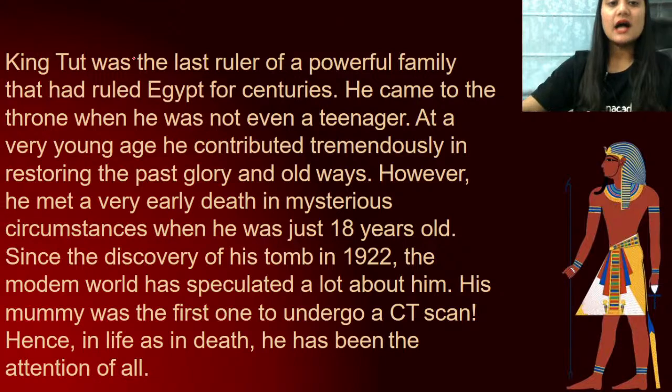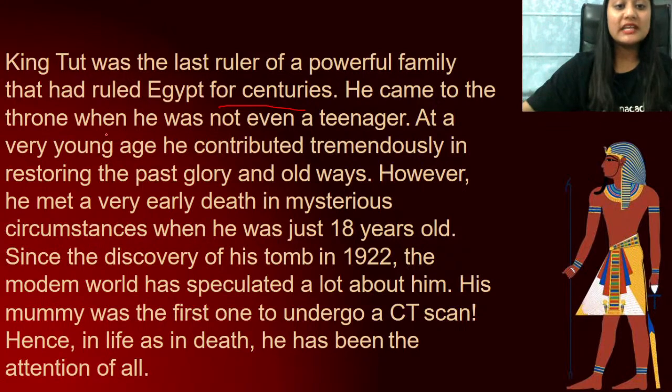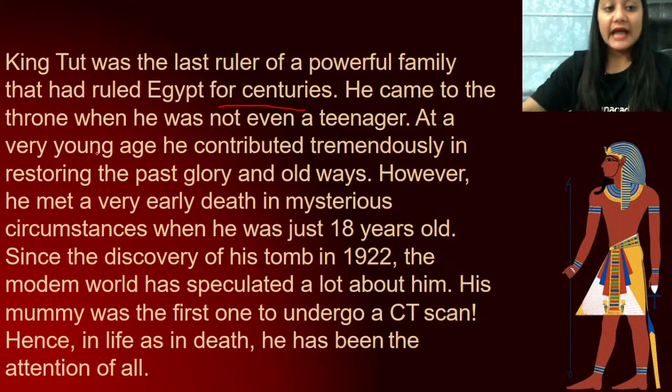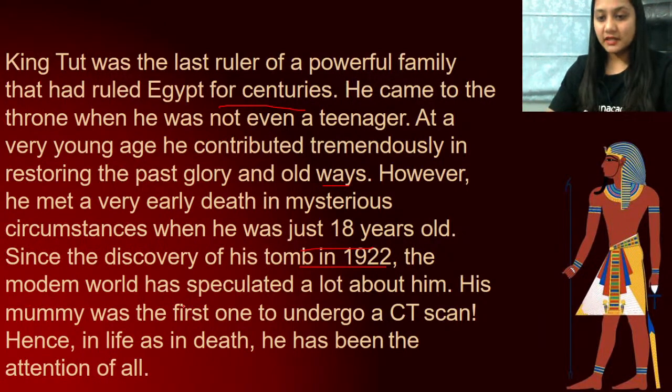King Tut was the last ruler of a powerful family that had ruled Egypt for centuries. He came to the throne when he was not even a teenager. At a very young age, he contributed tremendously in restoring the past glory and old ways. However, he met a very early death in mysterious circumstances when he was simply 18 years old. Since the discovery of his tomb in 1922, the modern world has speculated a lot about that. So, how he died at a very young age.